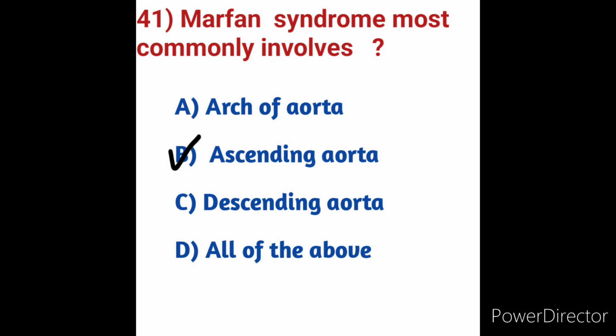So here in these options, option B is the correct answer. Marfan syndrome most commonly involves the heart, the ascending aorta. Option B is the correct answer here. Next we will move on to question number 42.